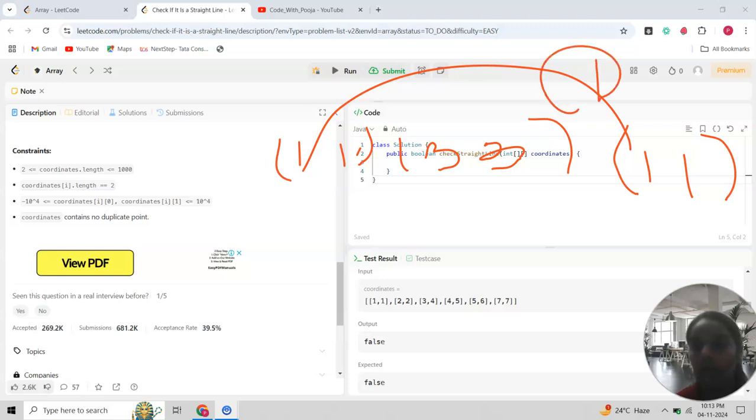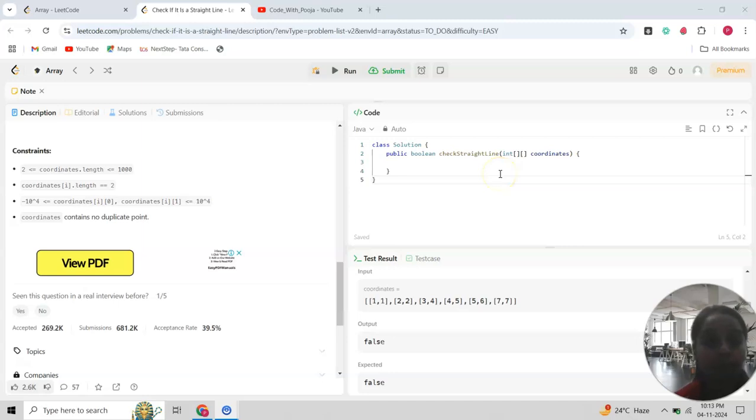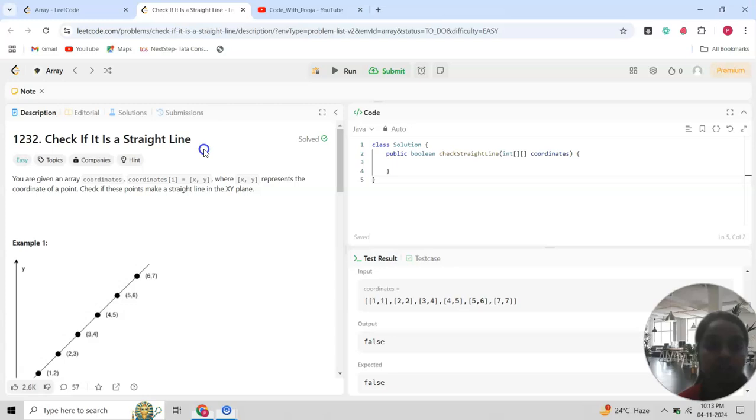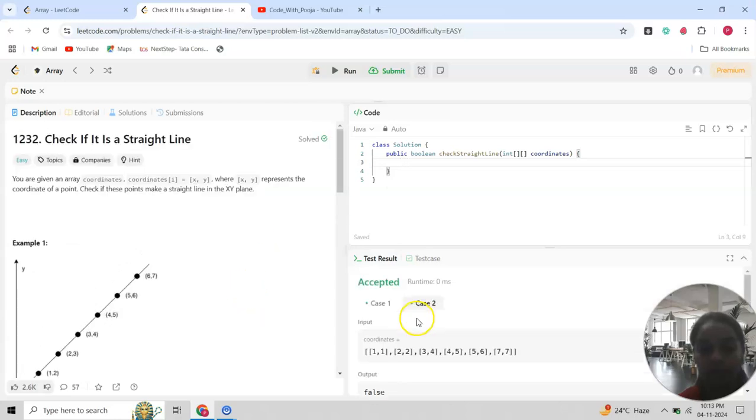Now, this is the whole briefing about the question, how we will check the straight line. We have to just focus on the slope of the points.